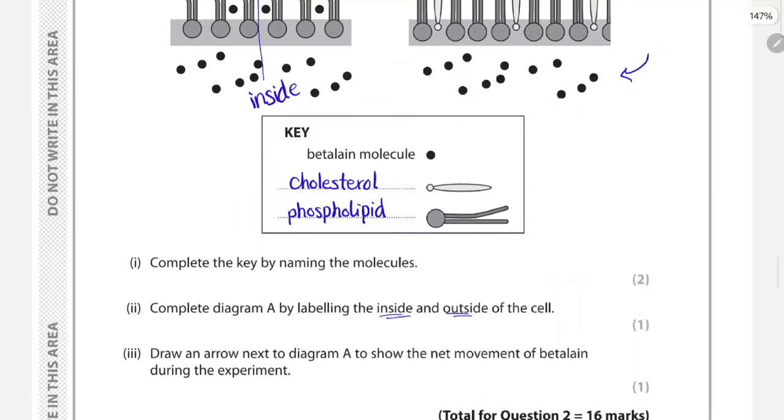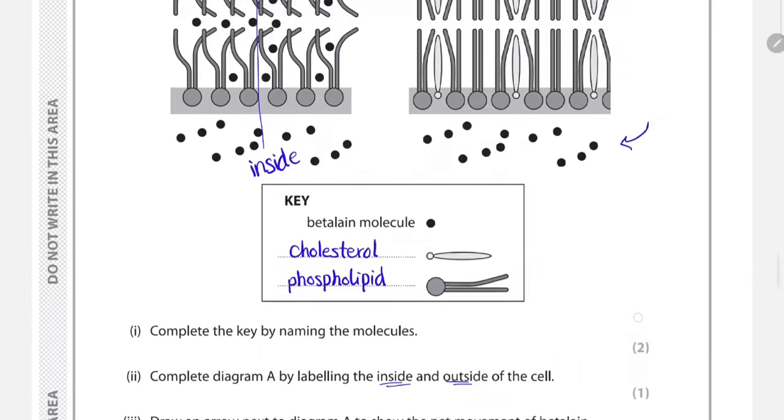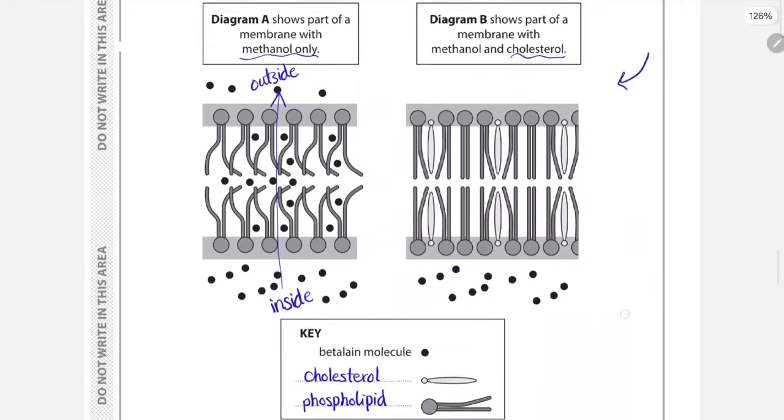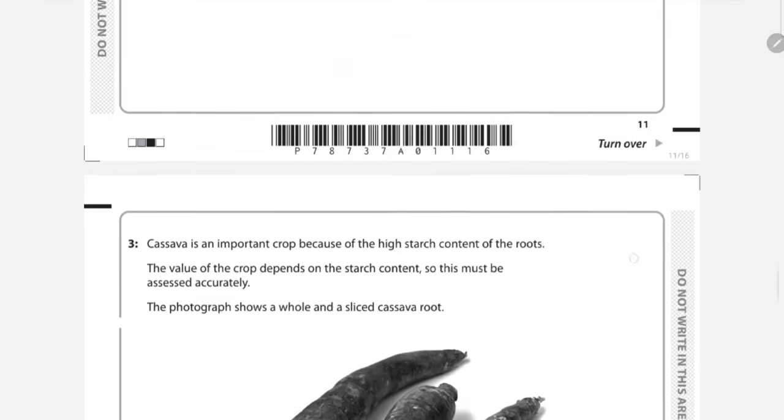Draw an arrow next to diagram A to show the net movement of betalain during the experiment. And we have already said that they move from inside to outside. This is leakage of the betalain molecules. And we have noted from this diagram that this is the inside and this is the outside. Now let's move to the next question.